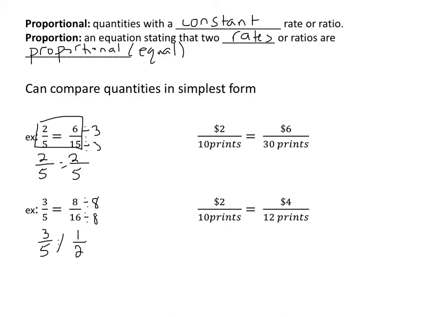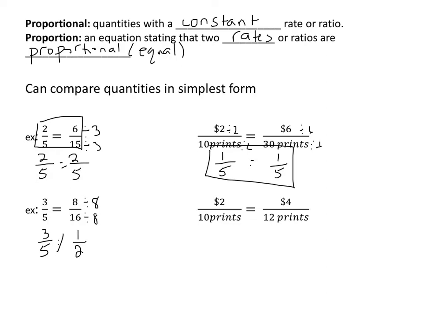In our first example, we have $2 for 10 prints. We want to know, is that the same thing as paying $6 for 30 prints? Well, neither one of these are in simplest form. 2 and 10 share a common factor of 2. So I'm going to divide by 2, I get 1. Divide by 2, and I get 5. 6 and 30 share a common factor of 6. Divide by 6, I get 1. Divide by 6, I get 5. And since they both break down to 1 over 5, or $1 for 5 prints, those are proportional.